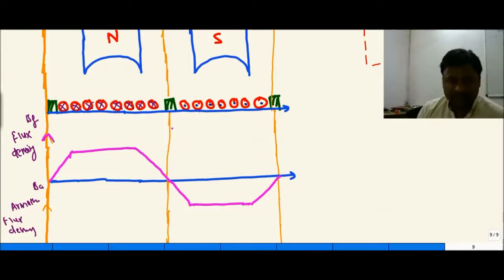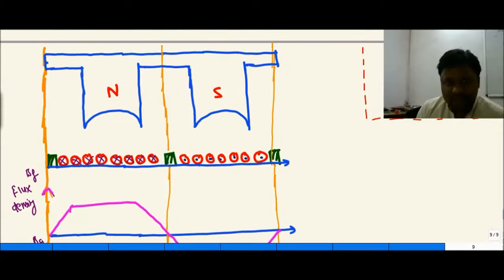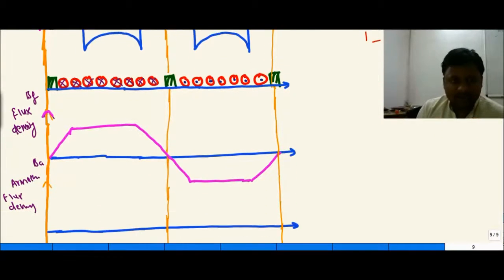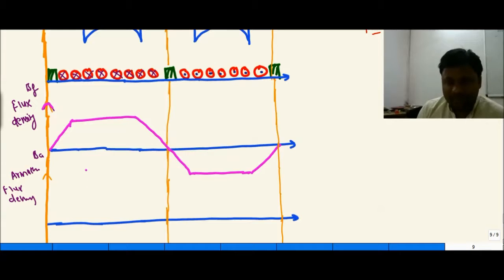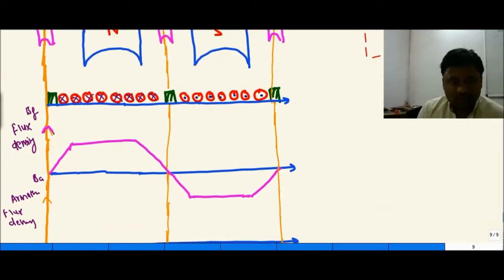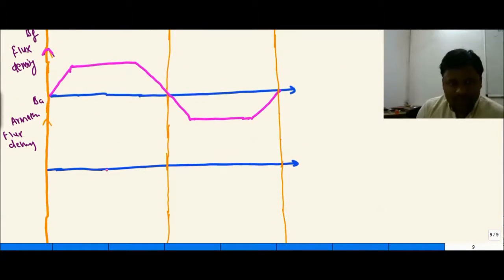In addition to this, we also have the interpole windings, connected like this. This is called the interpole winding, where the conductors are used for making sparkless commutation. And this is the flux density waveform for BF, that is, the flux density waveform for phi F. If this is maximum, then this should be 0. So this is the flux density waveform for the armature flux.